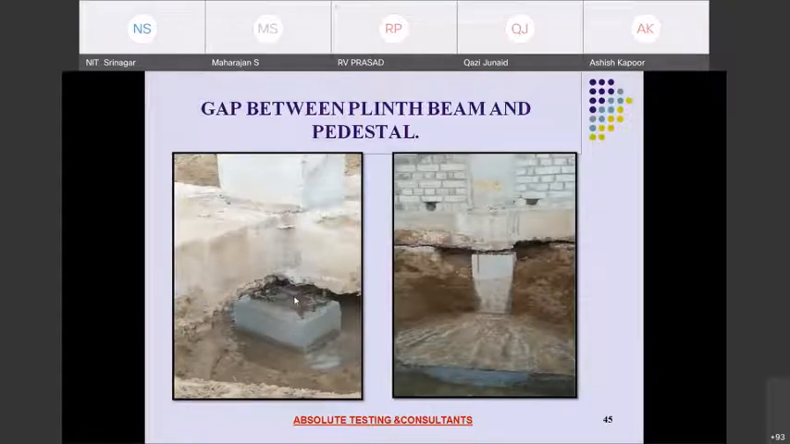So we found this type of problem, and it was a challenge how to fill this gap, because it is very difficult to place any material there, and you have to make sure that the load transfer can be done easily with the material which you are going to place over there.